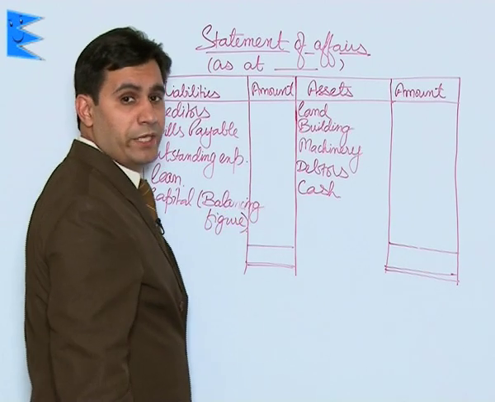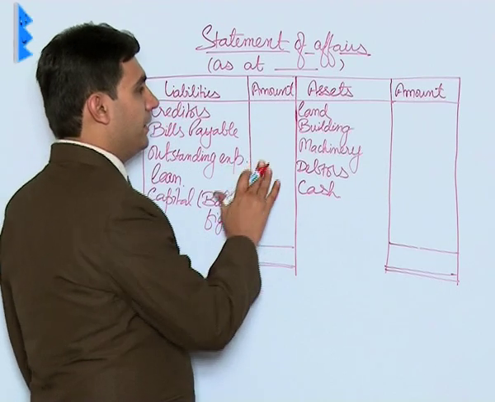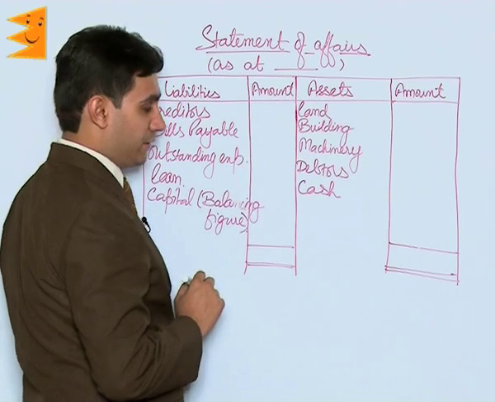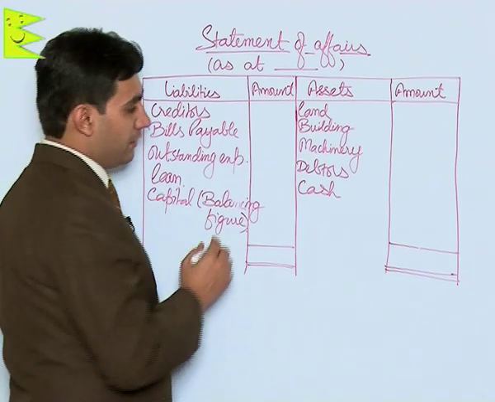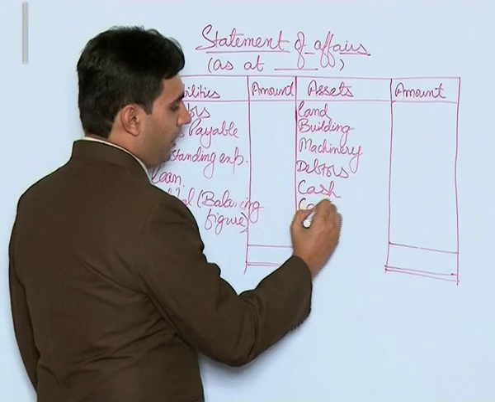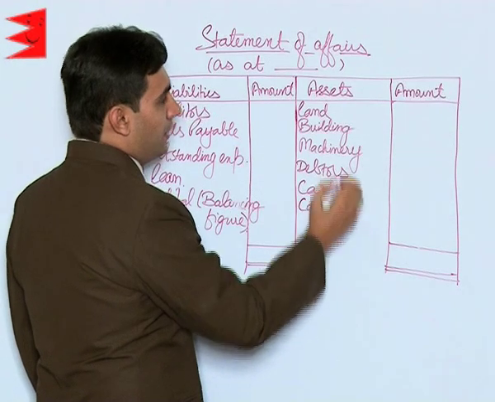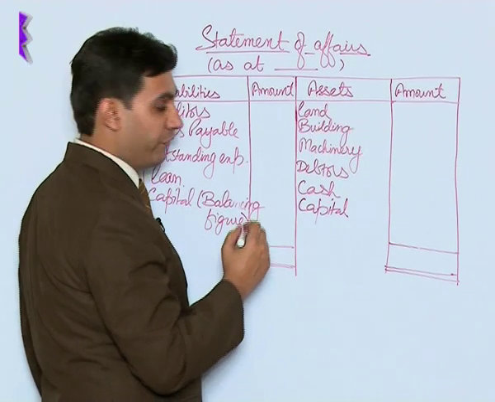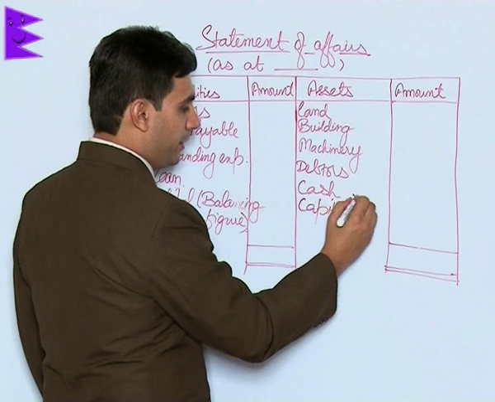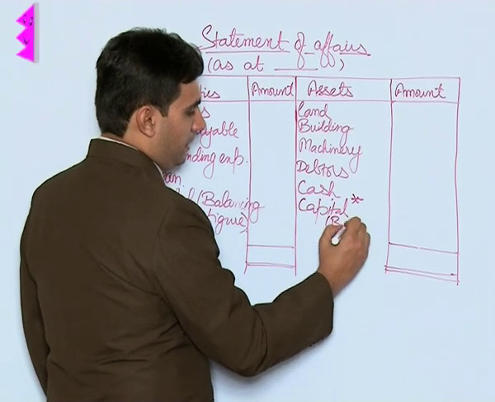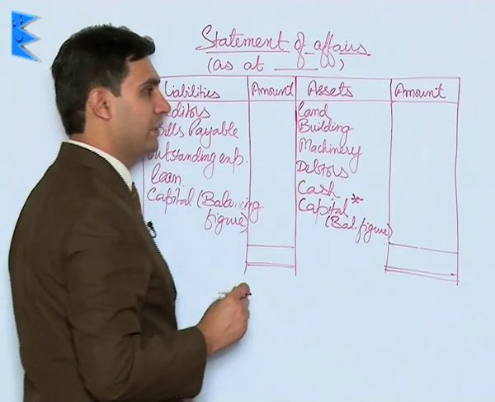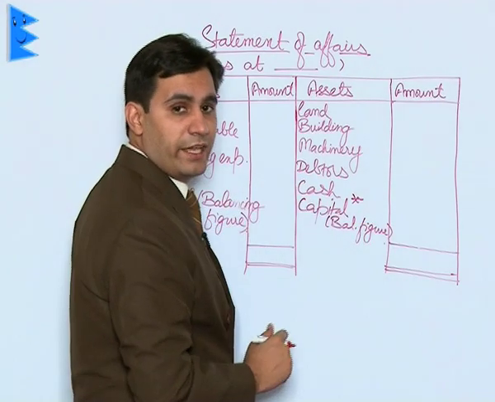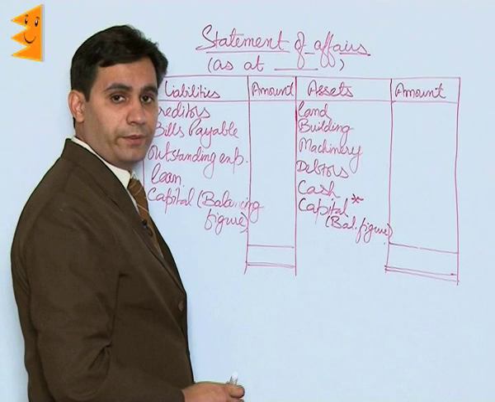Alternatively, it is quite possible that liabilities are higher than assets. So in that case, if the liabilities are higher than the assets, then capital will show a debit balance and would appear under the head of assets. That is capital here, balancing figure. Remember, I have put a star here because it is only in case the liabilities are higher.